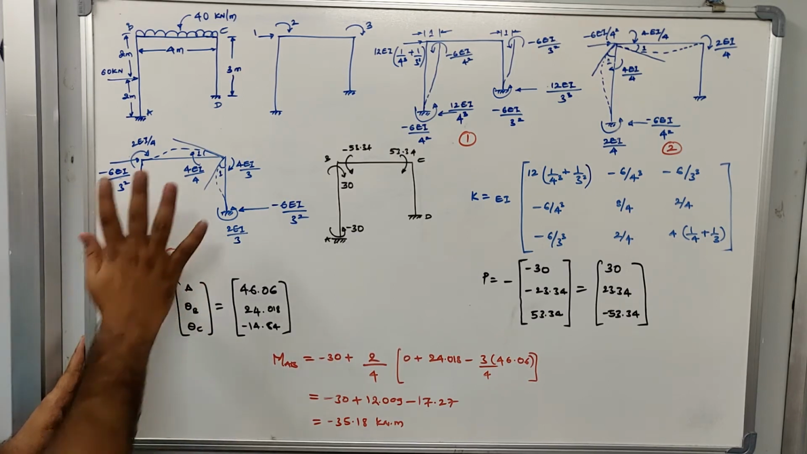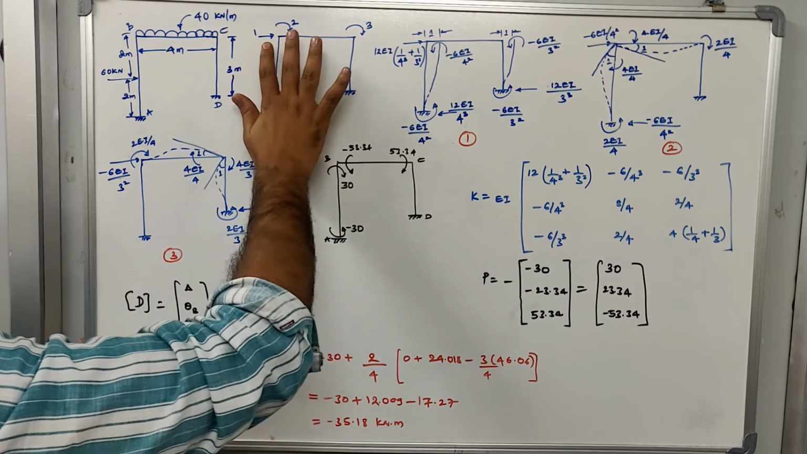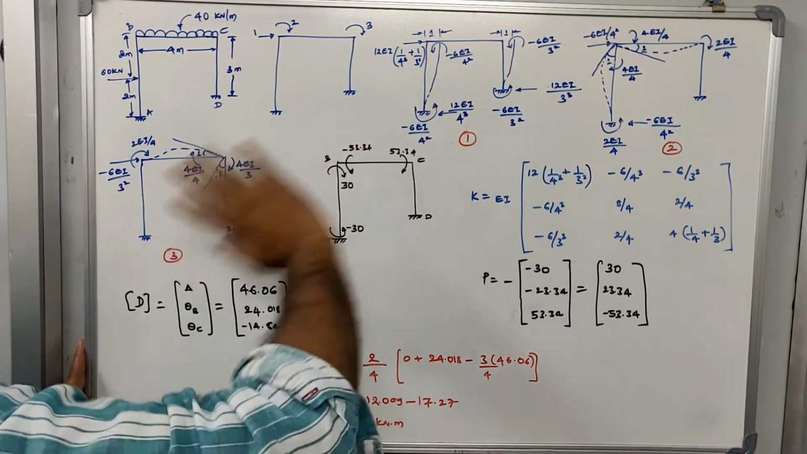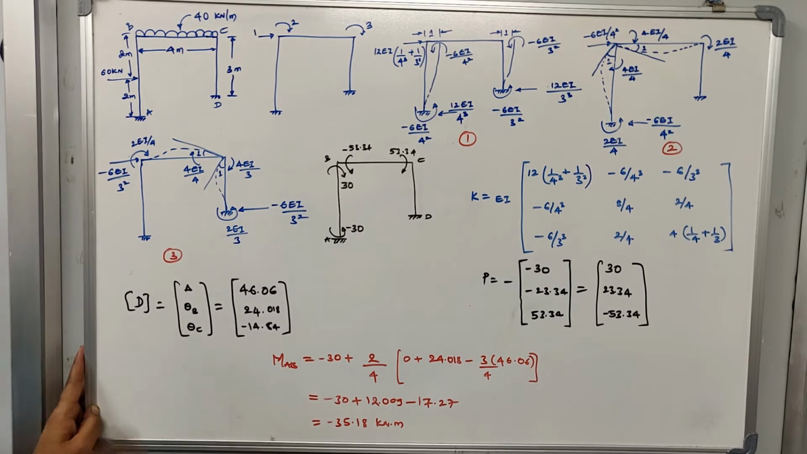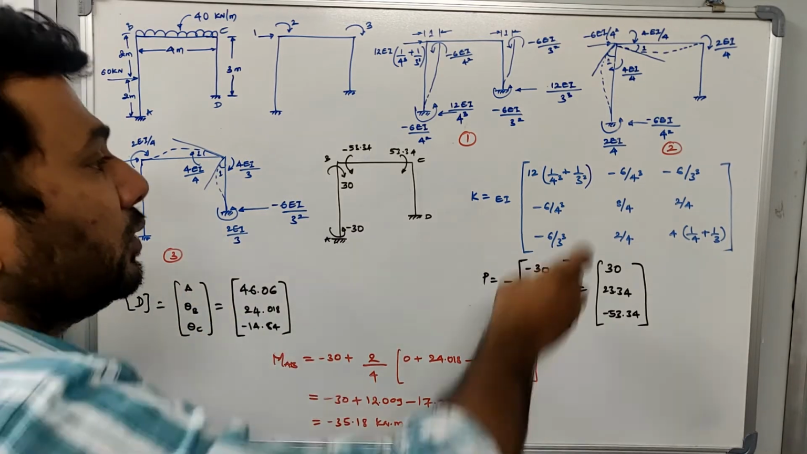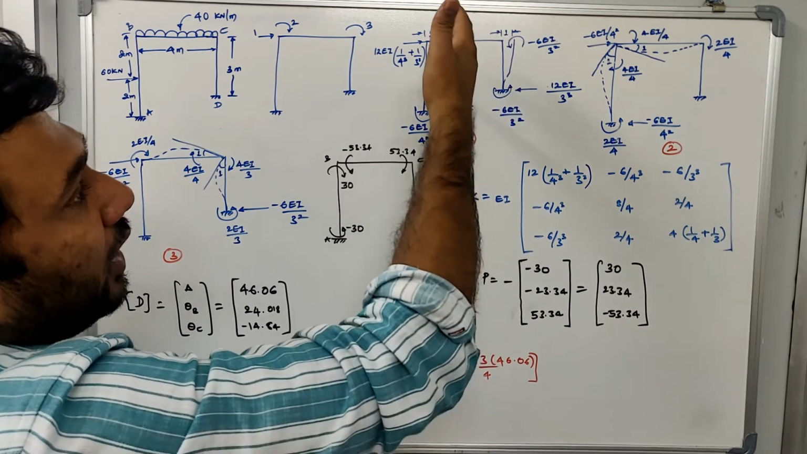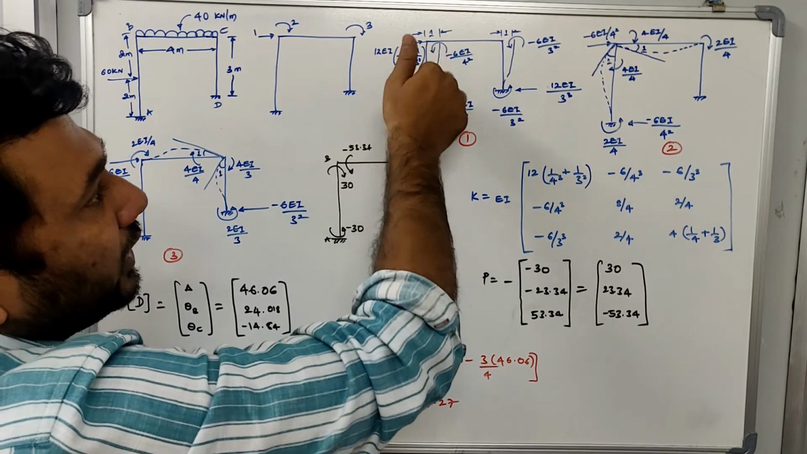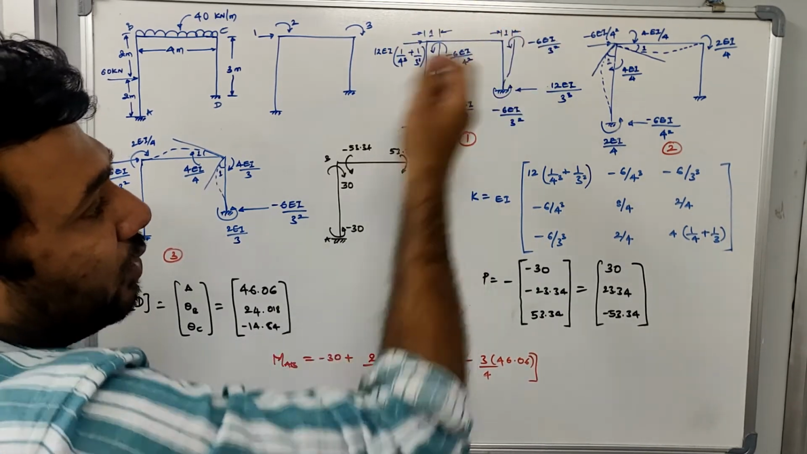Okay, so to calculate the stiffness matrix, we had applied the unit displacement at first, second and third coordinates, and we found out all the forces and moments. So once this is done, we formulate our stiffness matrix. In formulating the stiffness matrix, in the first column, we find out what if there is a unit displacement applied at the first coordinate, and we determine the forces along the first, second and third coordinate.